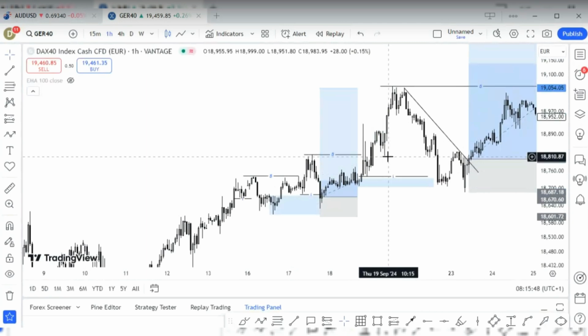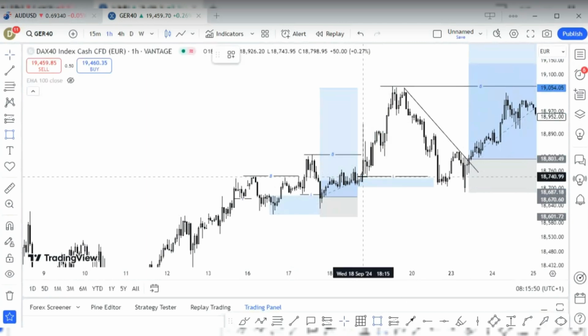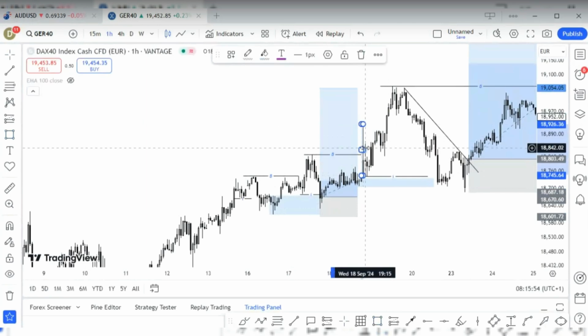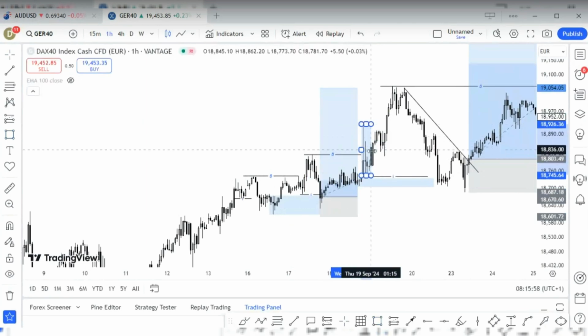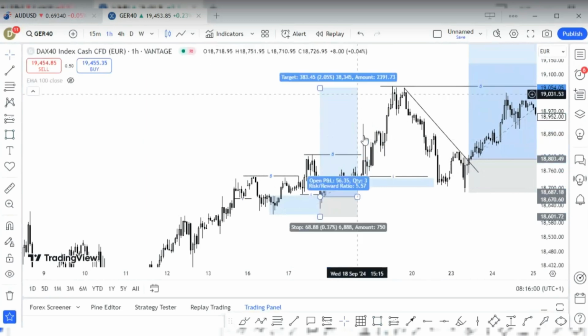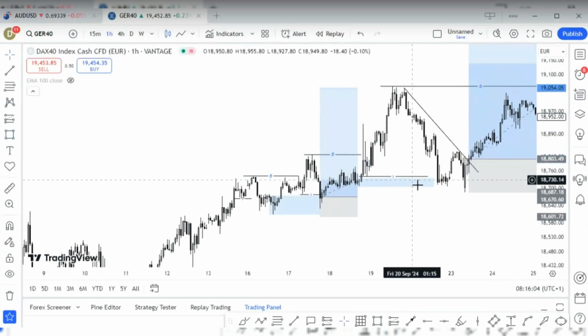This one is not a valid pullback because if you look at it, it's inside this candle. All this move is inside this one big candle, so it's not a valid pullback. So this is where we have the pullback, which serves as inducement.